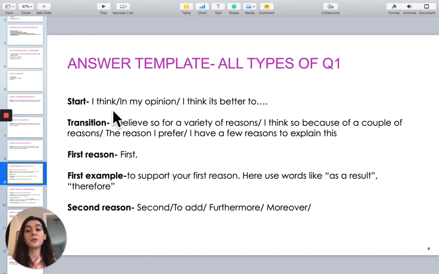Especially if you are somebody who needs a 26, I don't want you to memorize a template and end up sounding robotic. Rather, I want you to use this template to really get inspired to give natural sounding responses.